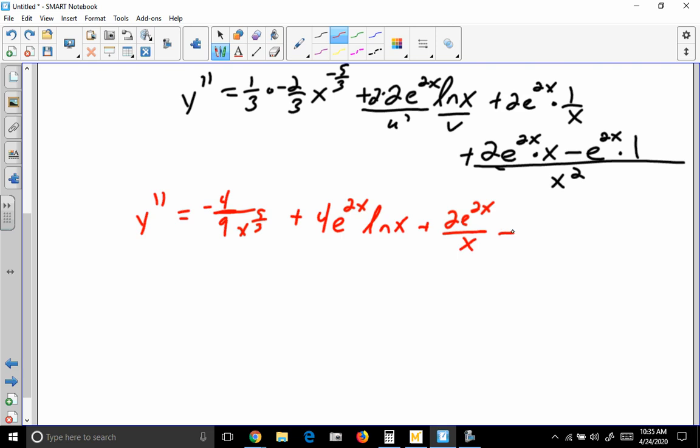On top here, we could factor out an e to the 2x, and we'd be left with a 2x minus 1, and that's over x squared. So we could leave it like that. We could get a common denominator, a couple of different things we could do there. But if you get to that point, I would be okay with that.